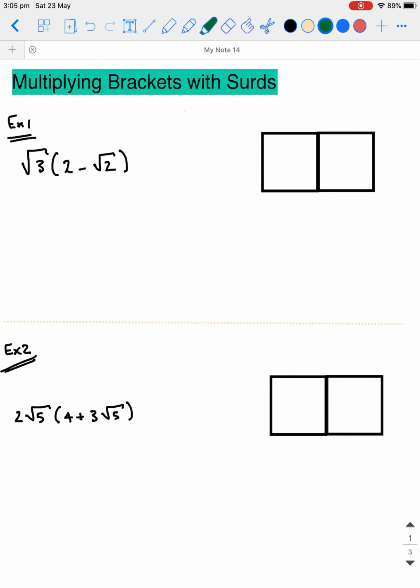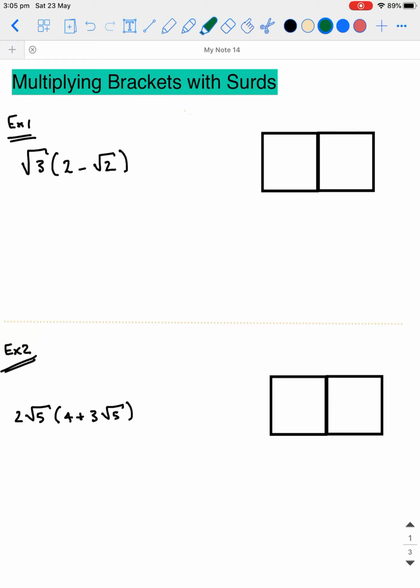Today, what we're going to learn is how to multiply brackets with surds. Now we have already learned the methods for multiplying a single bracket and a double bracket, and the same methods are used when the brackets include surds.